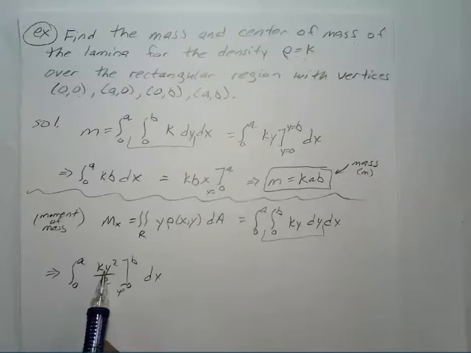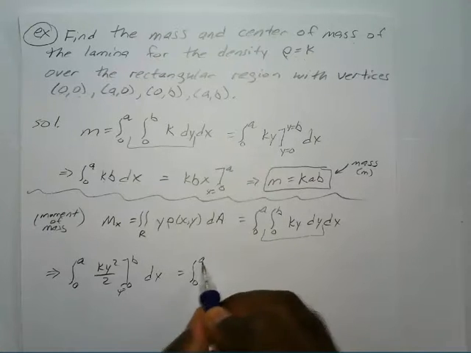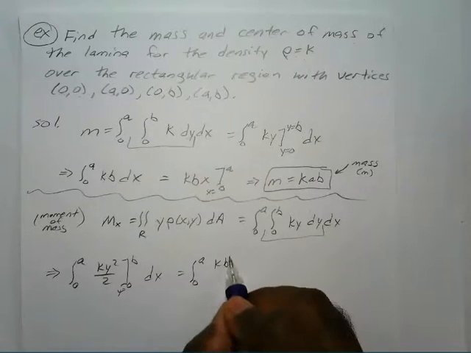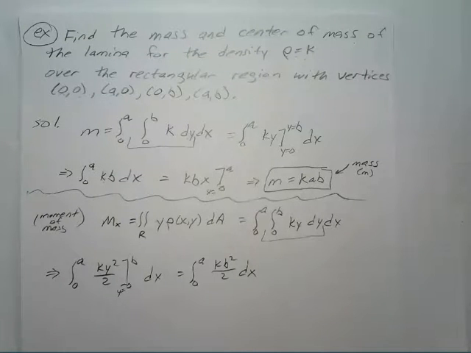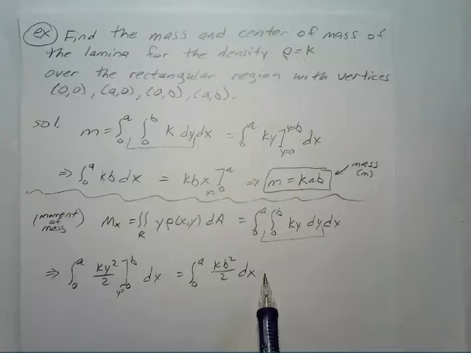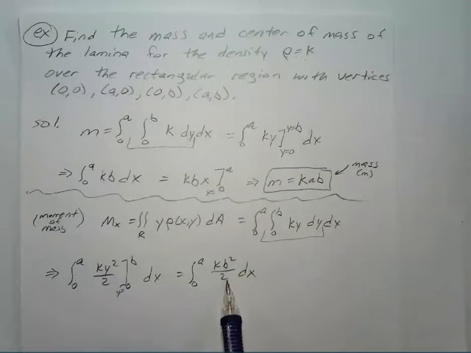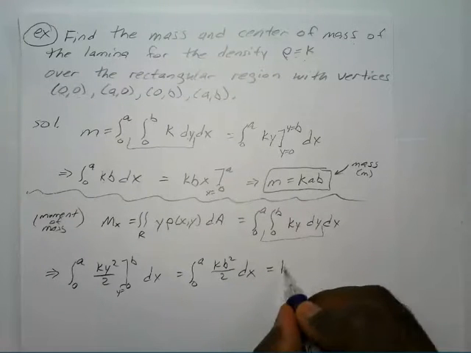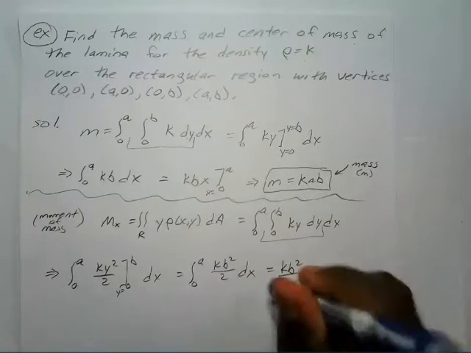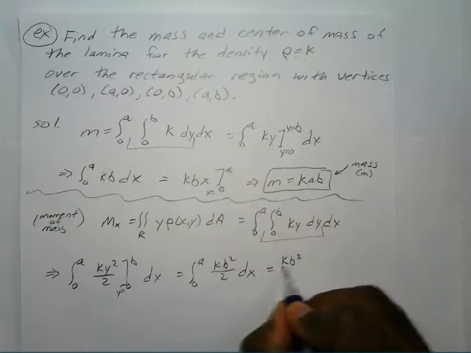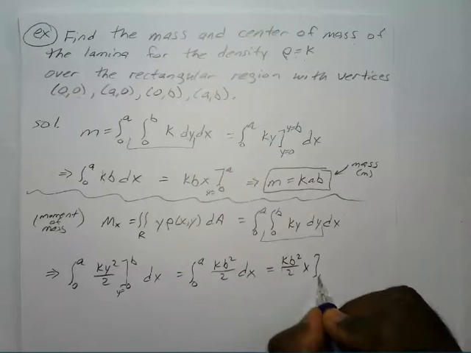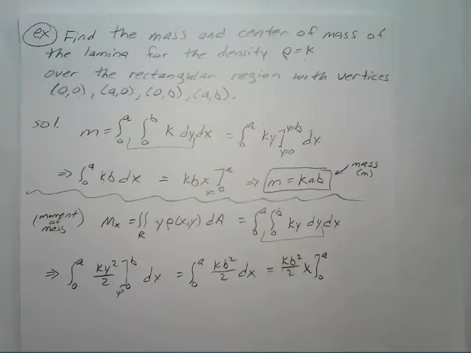Okay, we plug in b, we get kb squared over 2. We plug in 0, we get 0. So that's just the integral from 0 to a, kb squared over 2 with respect to x. Okay, so we go ahead and integrate that. We get kb squared over 2, which is treated as a constant with respect to x. So that's just kb squared over 2 times x, from 0 to a.